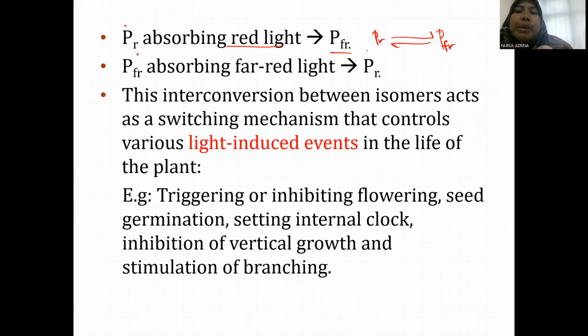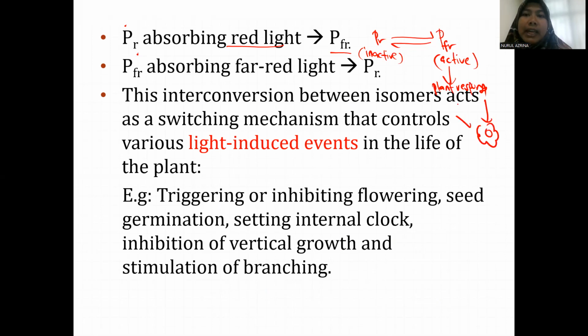PFR is the active form. What does it mean by active form? The active form is the one that will induce the plant responses, for example flowering. So we need the PFR level that will induce the plant to flower, germinate, or whatnot.